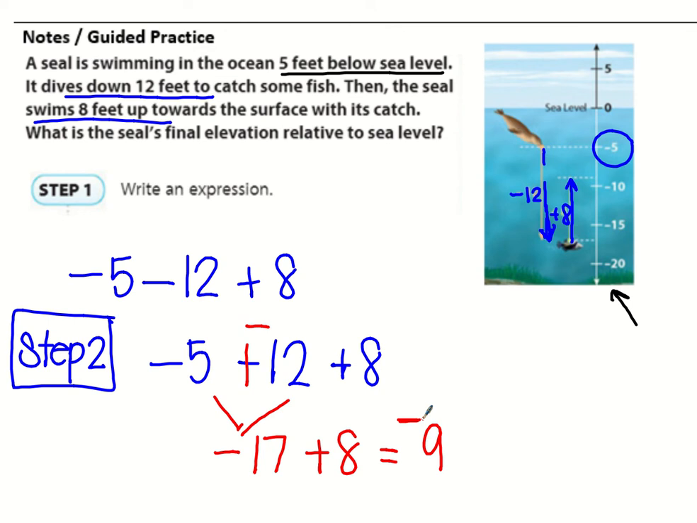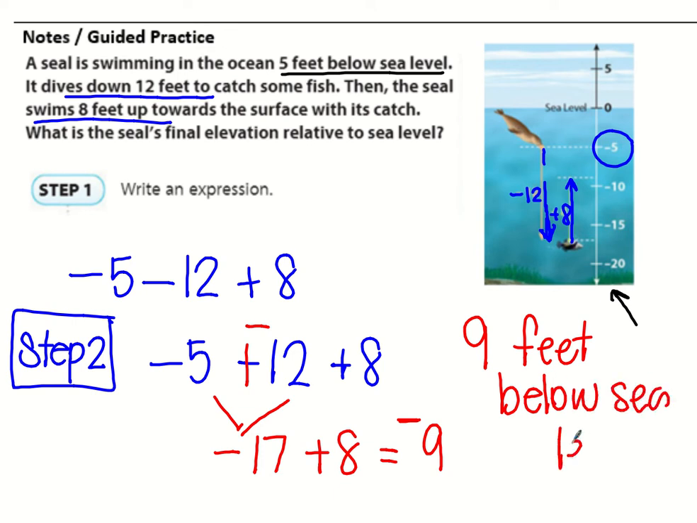So what is the seal's final elevation relative to sea level? You would say 9 feet below sea level. So the key here in writing your answer is to answer word problems with words. And it's saying relative to sea level. So what's its final elevation when you compare it to sea level? Sea level is 0.